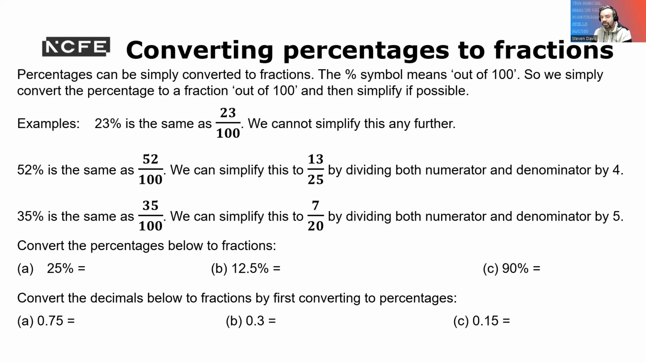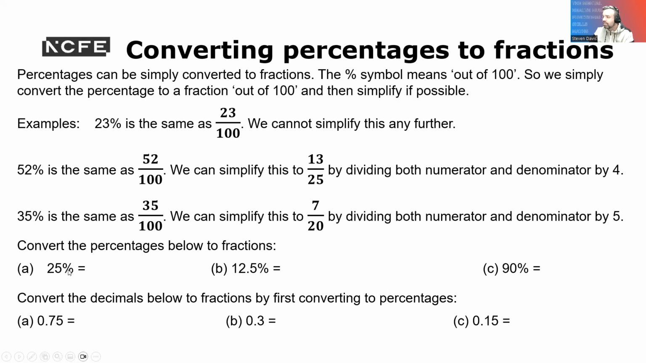Okay, so can you see what we've done there? We've broken that down because we're dividing that in. 35 over 100 is the same as 7 over 25. So dividing both numbers by 5 gives us a denominator of 20. So let's convert the percentages to the fractions below.